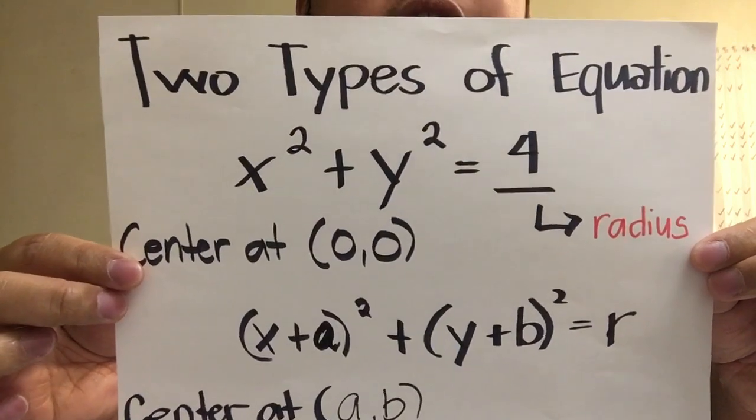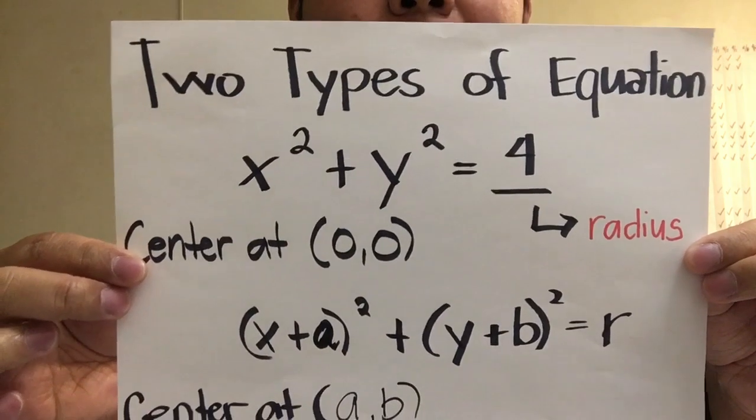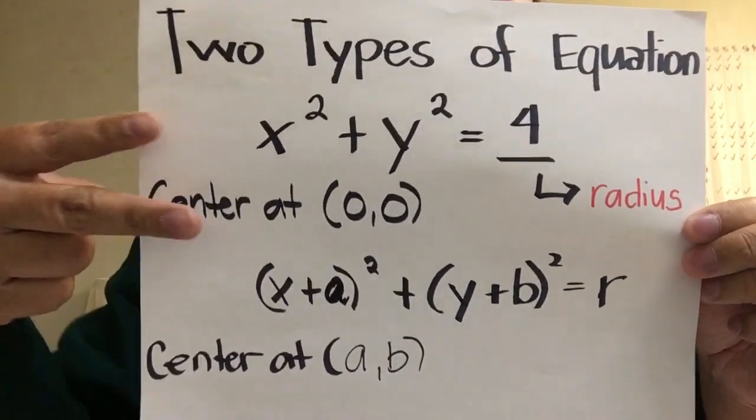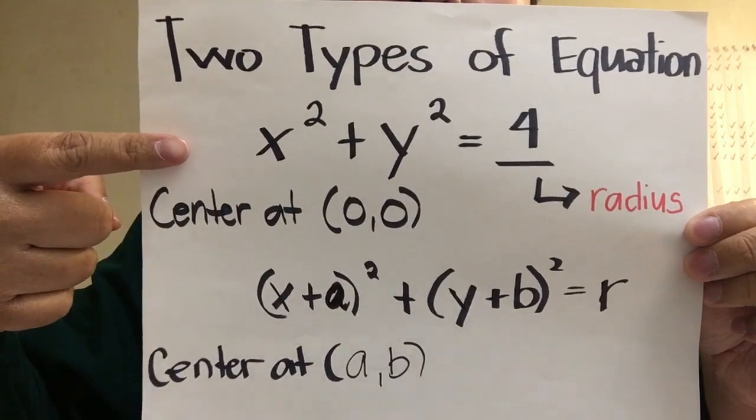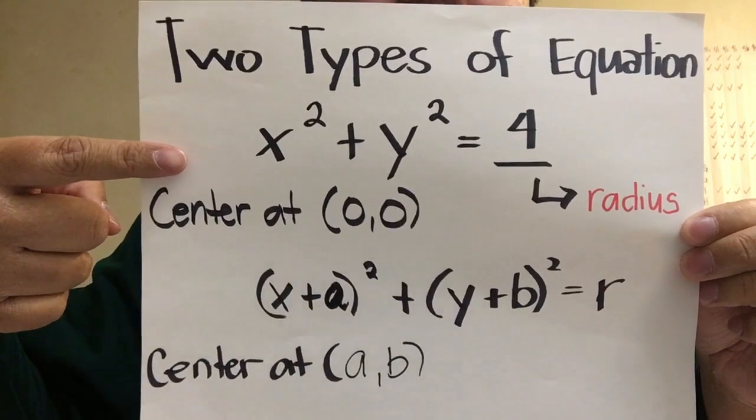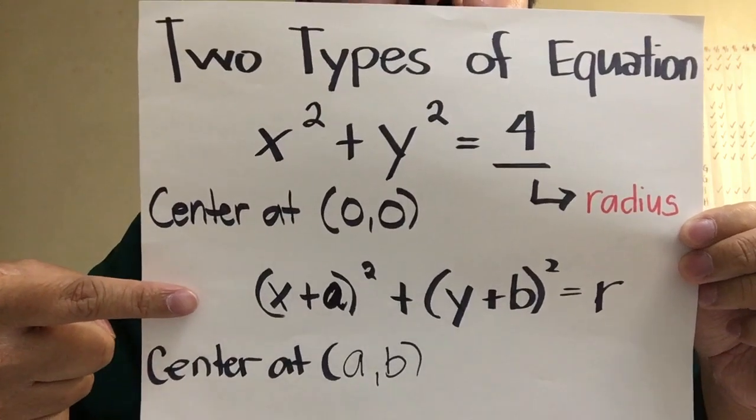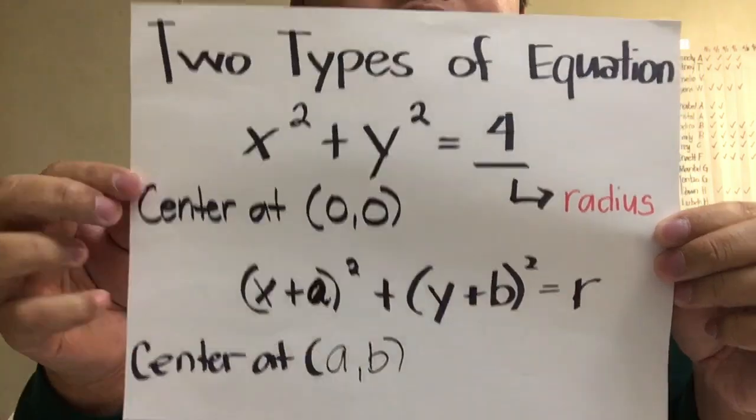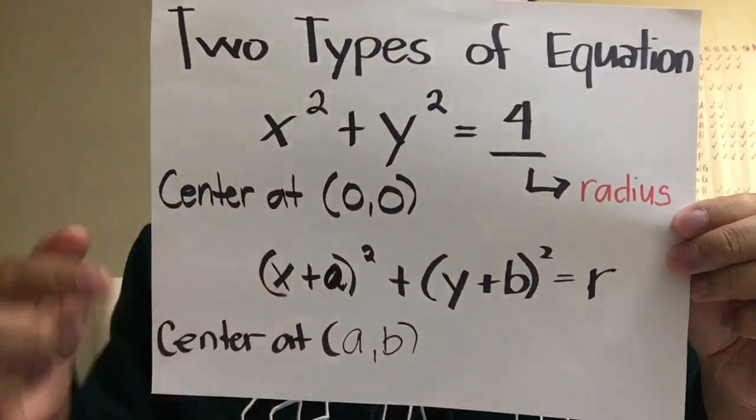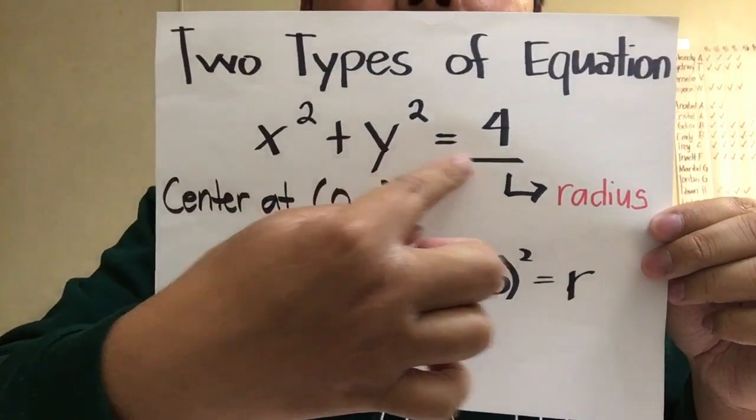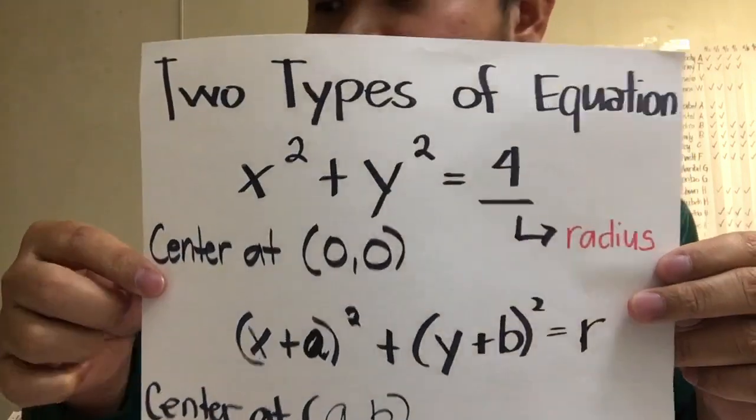Now, circle equation looks complicated, but once you learn its aspect, you can be a rock star or a pro. We have two types of equation: an equation which center is at 0, and an equation which center is given. Just remember this part, x and y, are key to find the center. And the equal number will be for its radius.